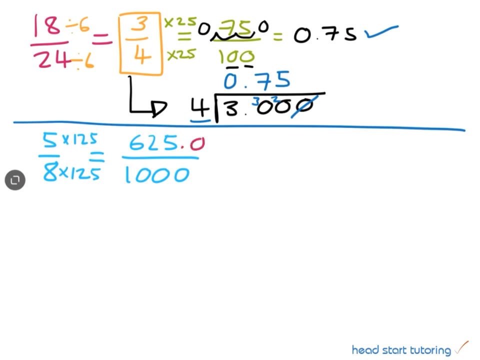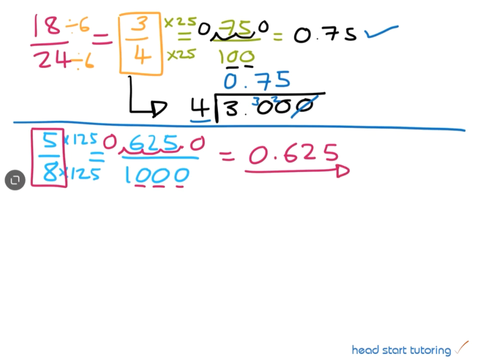So we put our point 0 at the end to help with our working out, and we bring in 1, 2, 3 decimal places because we've got 1, 2, 3 zeros. So we end up with an answer of 0.625. Again, you can also use 5 over 8, which is equal to 5 divided by 8, and then do 5.000 divided by 8 in your division house, and you will get the same answer.